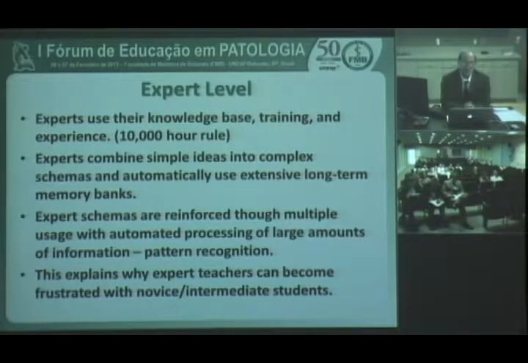When we get to the expert level, we're using a lot of long-term memory, and I'm giving you the 10,000 hour rule here. To get expert in anything takes about 10,000 hours. And if you look at how long it takes to get into medical practice, that's about how long we spent in medical school and residency.